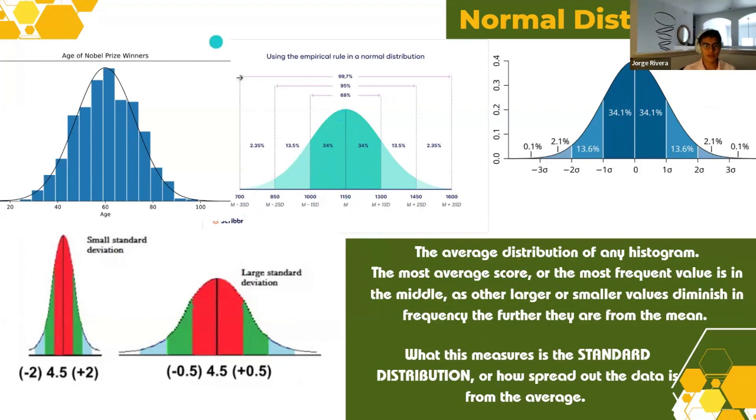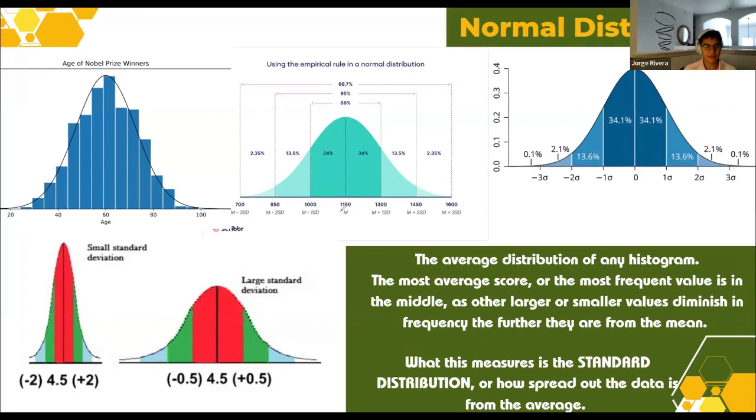If you don't know, the SAT is a standardized test that is used for college admissions. Here in the middle, the most average score is going to be 1150. That means that if you take everybody's scores and average them out, the most normal score is in the middle, 50-50.